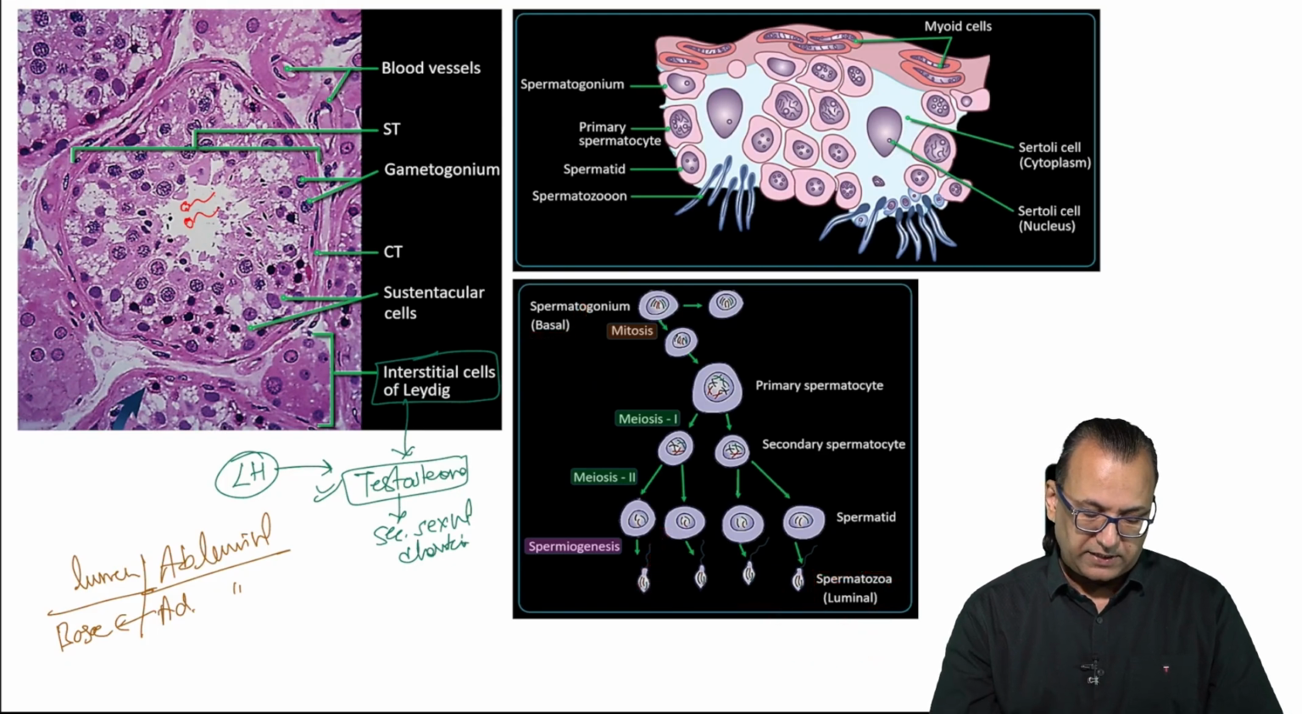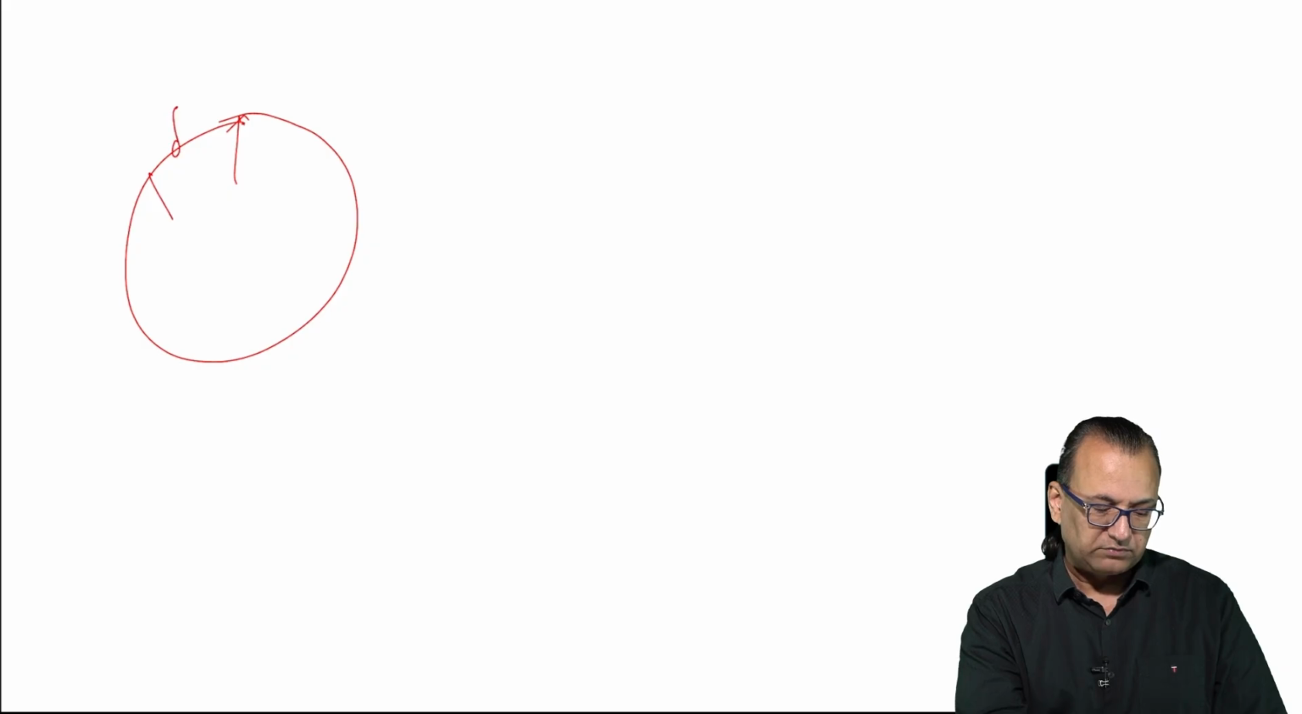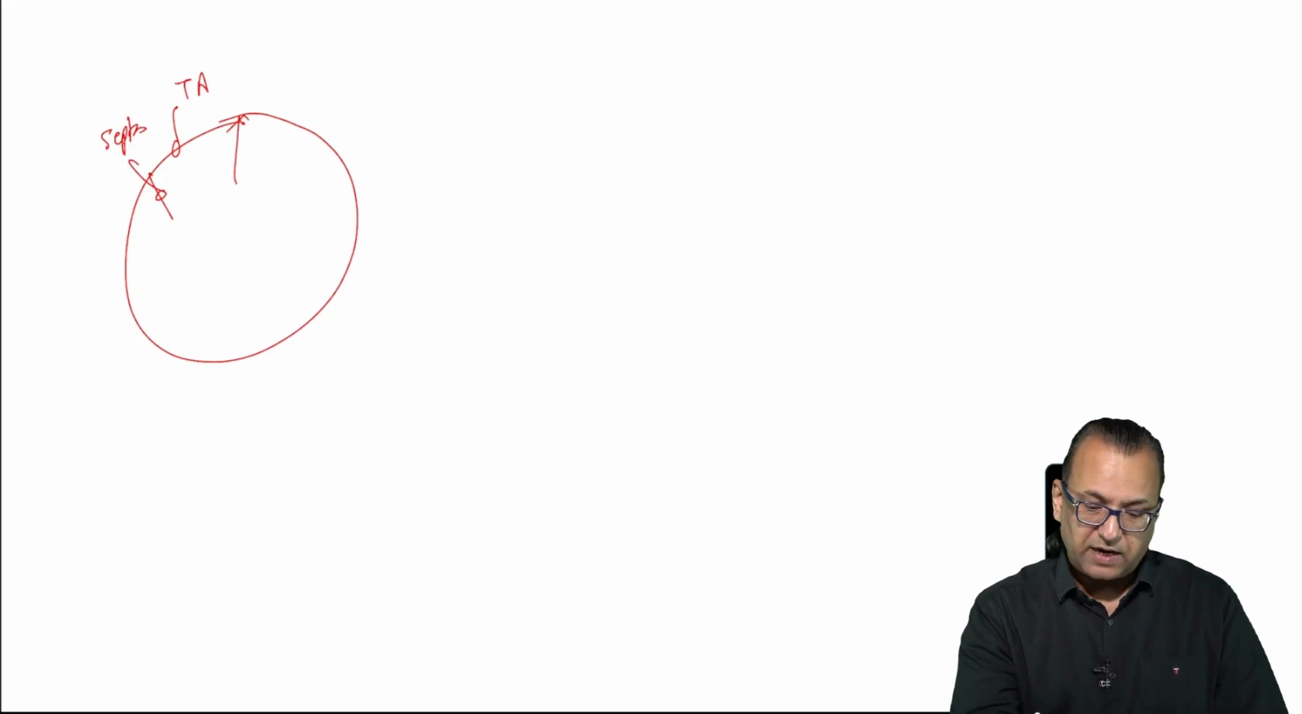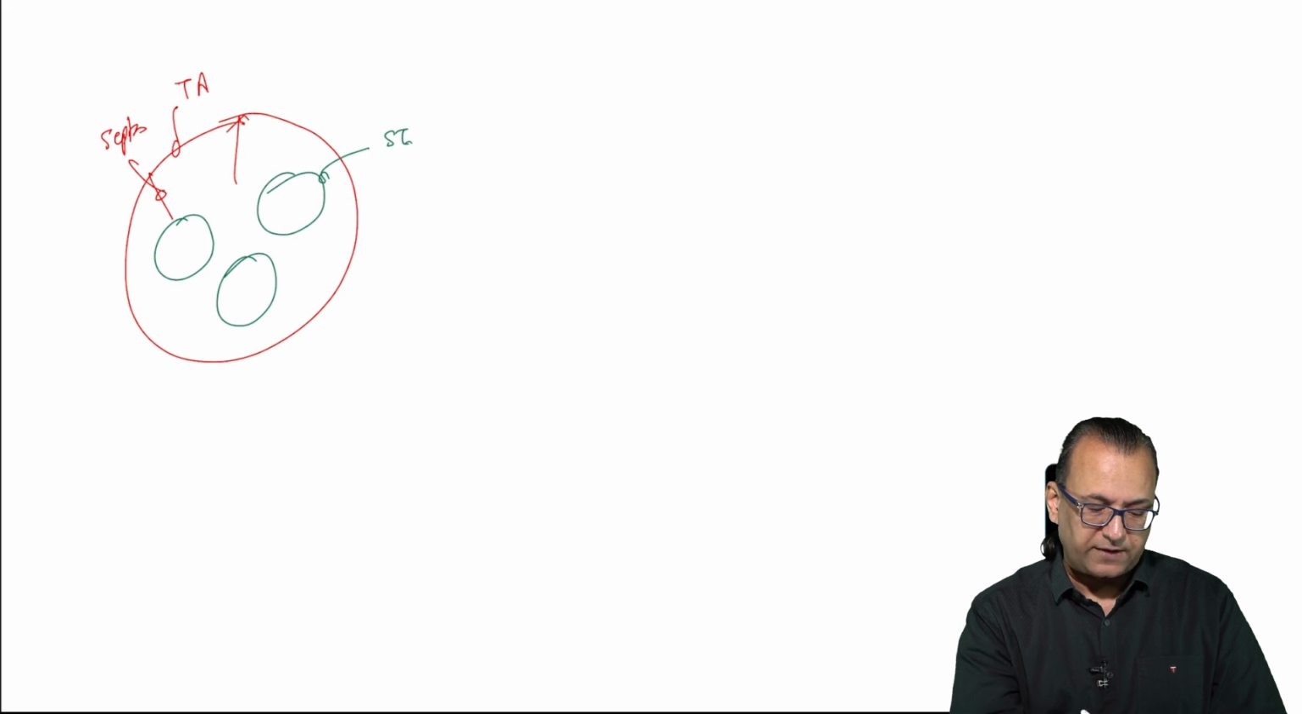Once you have all that information, you can draw the diagram yourself also. Say this is the testis. In the testis you have the tunica albuginea forming the septa, and then you take a histology section. So let us show that these are the seminiferous tubules, and in between you will find some quite large eosinophilic cells, the interstitial cells of Leydig. Interstitial cells of Leydig give the testosterone.